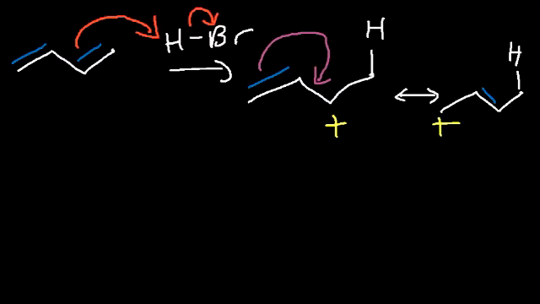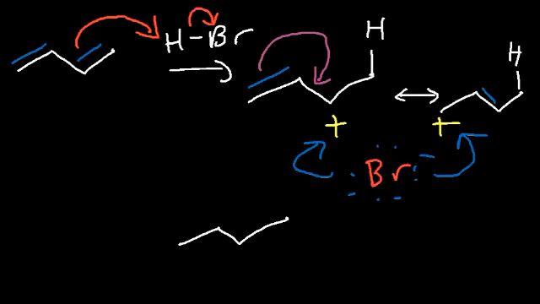So now at this point, the bromide ion can react with any one of these carbocations. If it attacks here, we're going to get the 1,4 product. If it attacks here, the 1,2 product. And so that's how you can show the mechanism for this reaction.